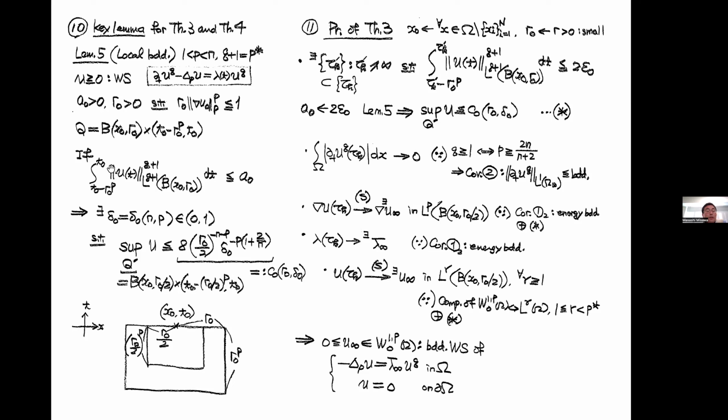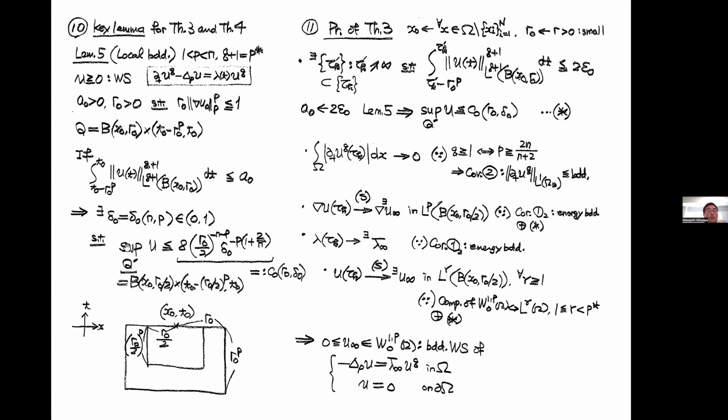So if this integral quantity, the local time-space integral of u^(q+1), is bounded by A naught. Sorry, this is also an integral mean on time-space. I made a mistake writing the integral mean. Here I put the integral mean on time-space, time integral dt. This quantity is bounded by A naught. Then we have local boundedness in this way.